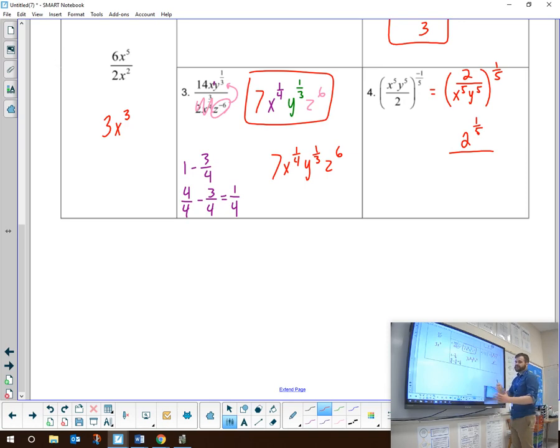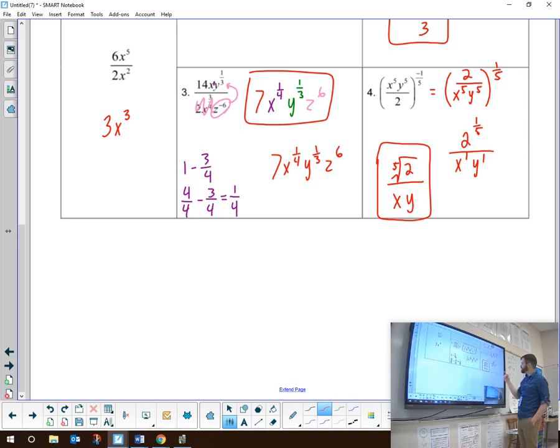And 5 times 1/5 is 5 over 5, which is 1. So we're going to have x to the 1 and y to the 1 after we distribute that in. Okay, I can leave it like this, or we can rewrite it as the fifth root of 2 over xy. But like I said, you can leave it like this. That is not against the rules, okay? You can leave it 2 to the 1/5. I just wanted to remind you a little bit of what we did yesterday and rewrite that.